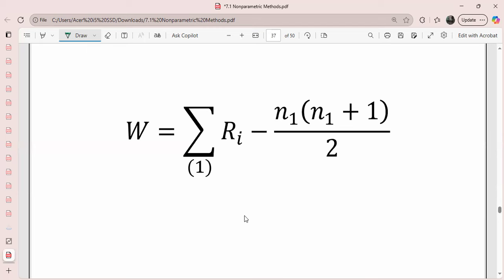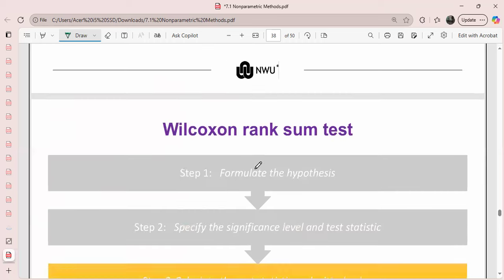Now here, that one was the sign test. Meaning with one population, we're dealing with the sign test. Now we are on the two populations, and we're dealing with the Wilcoxon rank-sum test. This is the formula that we are going to use here for the test statistic.